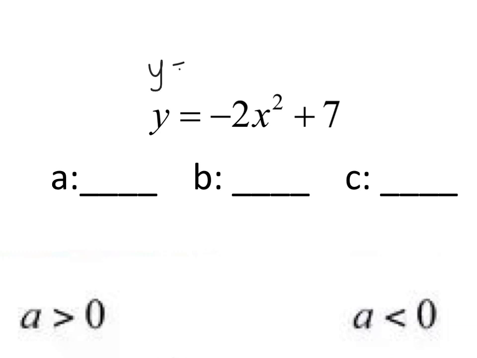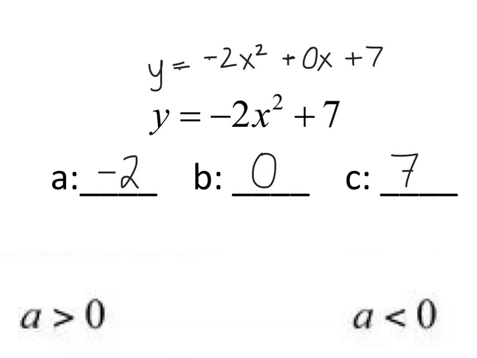Right now we have y equals negative 2x squared, so we already have the a term. If you notice though, we have the c term, so we want to get the one in the middle, the b, which has the x. So we're going to put plus 0x and then plus 7. Now that we've rewritten it, we can tell what a, b, and c is. A is negative 2, b is 0, c is 7.